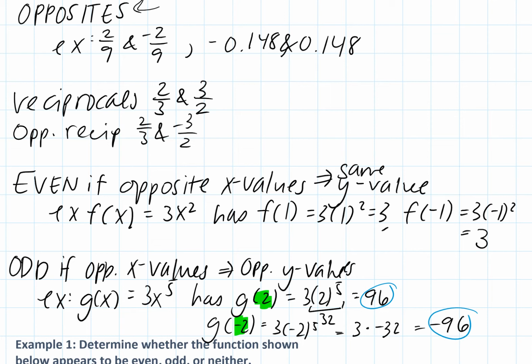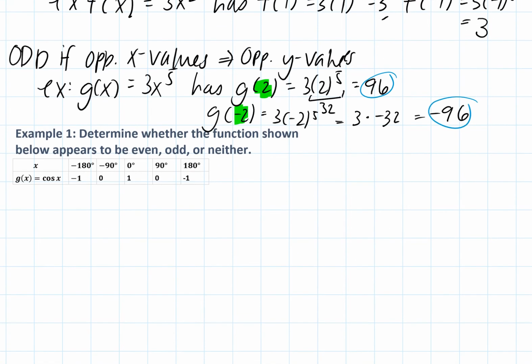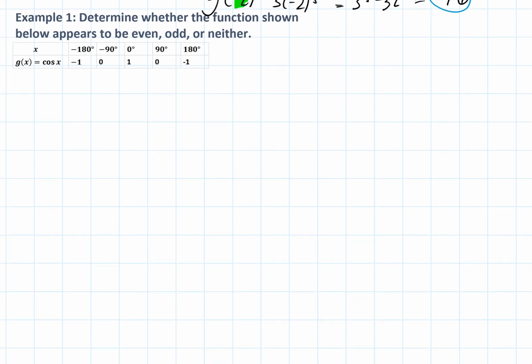We say a function is neither even nor odd if you can put in opposite x values and you're not always getting consistently opposite y values or consistently the same y values. So let's take a look at some examples here. Example 1, determine if it appears to be even, odd, or neither. So this isn't a definite proof, we're just giving some evidence.